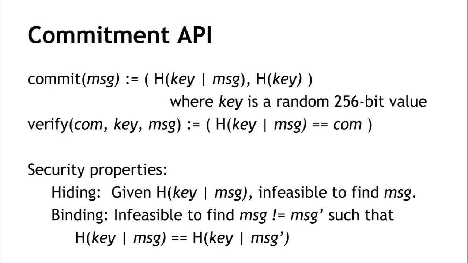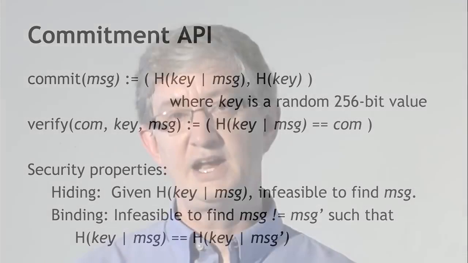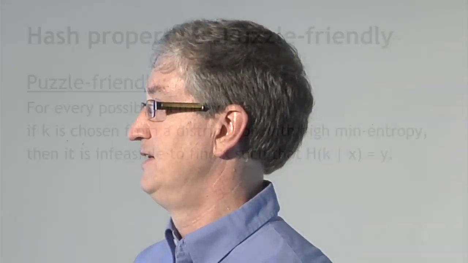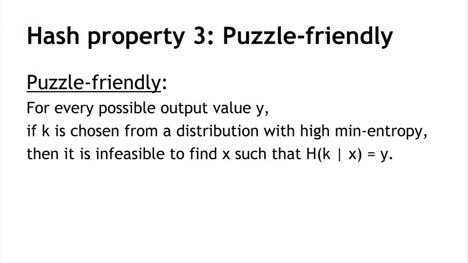OK, so that's the second security property of hashes, that they're hiding, and the application of that is commitments. The third security property we're going to need is that they're puzzle friendly. And this is, again, a little bit more complicated, but let me just go through it a bit by bit. For any possible output value y that you might want from the hash function, we're going to use y as an output value of the hash later. If k is chosen from a distribution that has high min-entropy, that is, k is chosen randomly from some set that's super spread out, then there's no way to find an x such that the hash of k and x is equal to y.